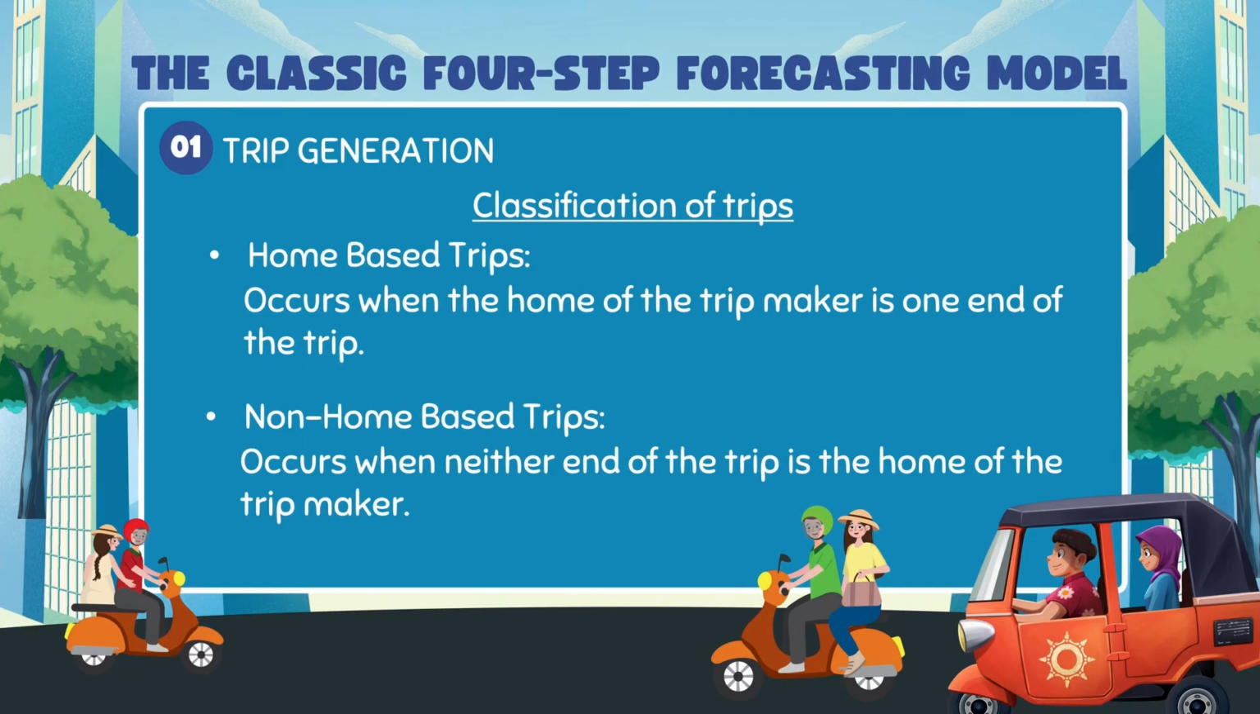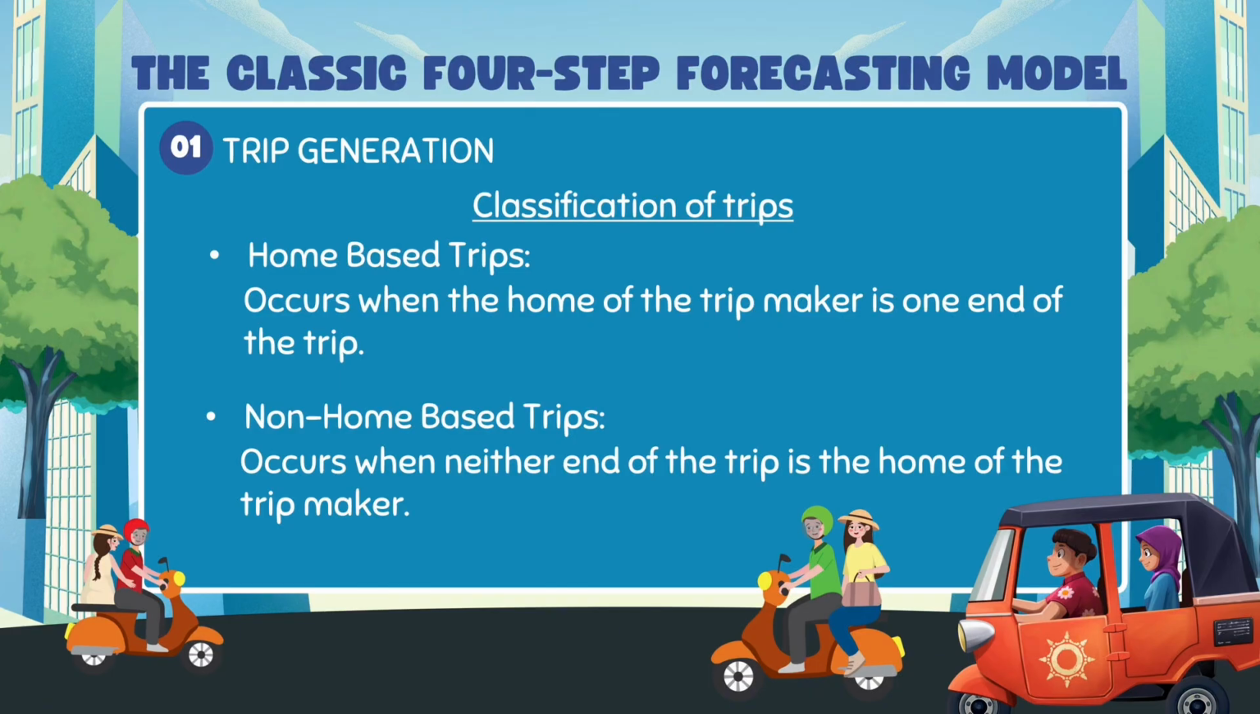So next is the classification of trips. First is the home-based trips. This occurs when the home of the trip maker is one end of the trip. So one end of the trip is home. For example, if you go from home to school or work, and then after school or work, you go back home.